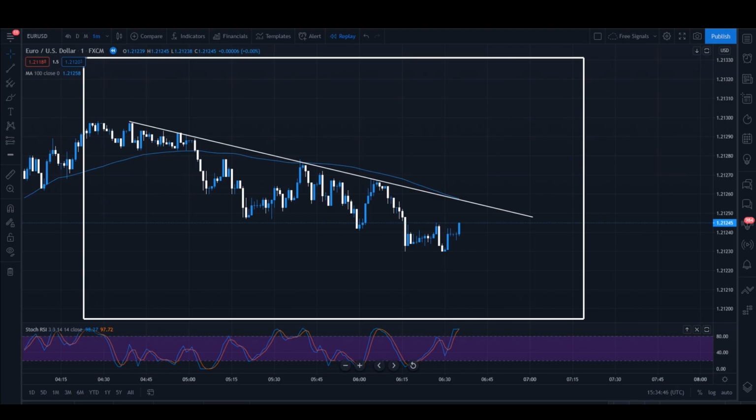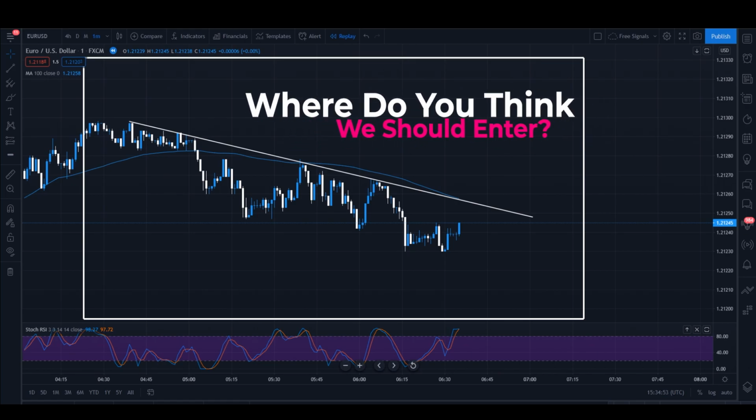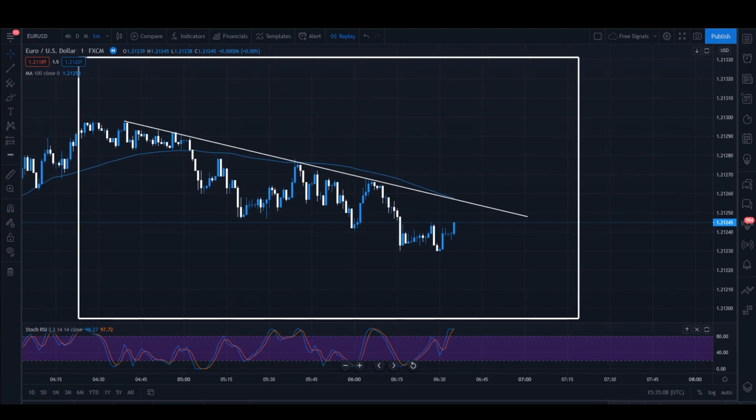Now that we understand what's going on with the market, we understand a little bit of price action now, we want to enter the trade. But where do we actually enter for a profitable trade? Well, technically there are two choices.